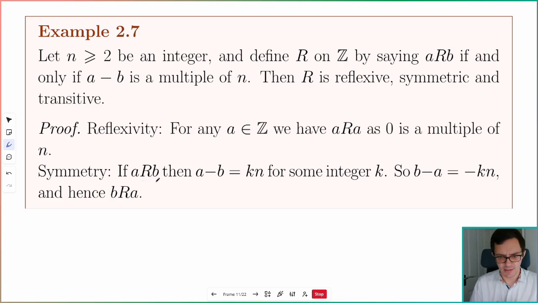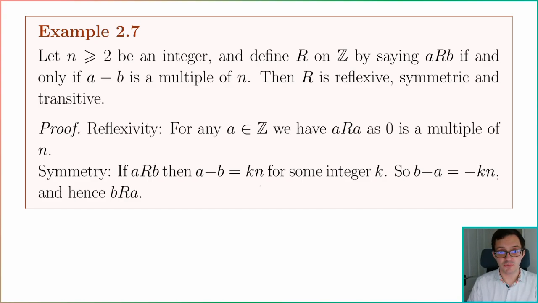For symmetry, we need to check that if a is related to b, then b is related to a. So using the definition of what it means for a to be related to b, it must be the case that a minus b is some multiple of n, say kn. And we are interested in b related to a, which is a statement about b minus a, which is minus kn. And so that's also a multiple of n, since we allow negative multiples of n. So b is related to a. So it's got symmetry as well.